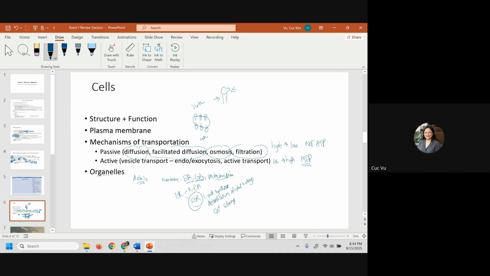So later on, when we talk about muscles, you're going to learn that in the cells of muscles, they also have lots of SR, smooth endoplasmic reticulum, because of the calcium storage. And calcium is highly needed in muscle contraction. Okay, so these are the 3 functions of smooth ER. Lovely.